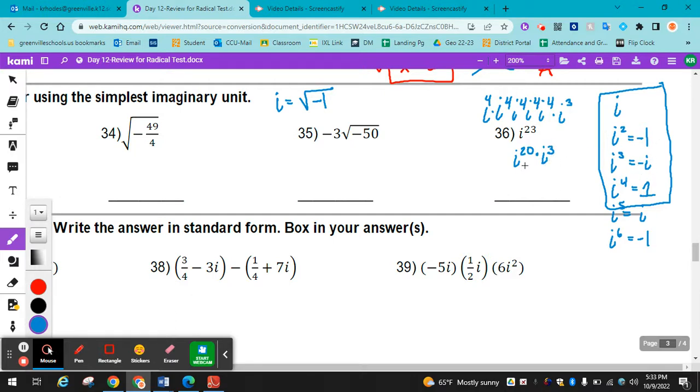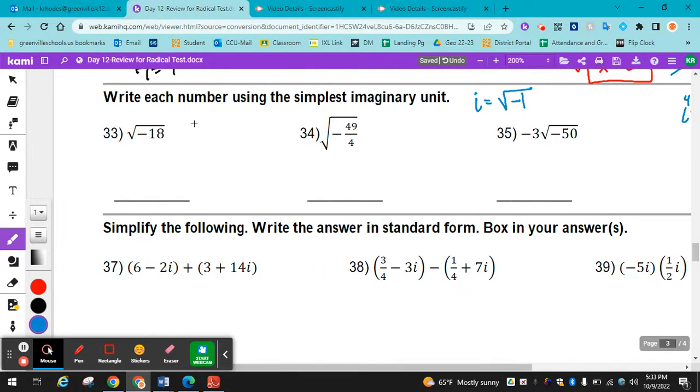-1, -i. So this is 1. This is -i. So here your answer would be -i. And it keeps going.